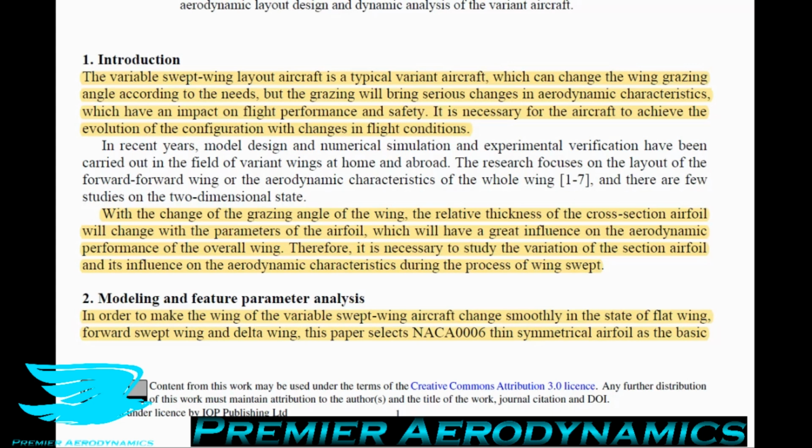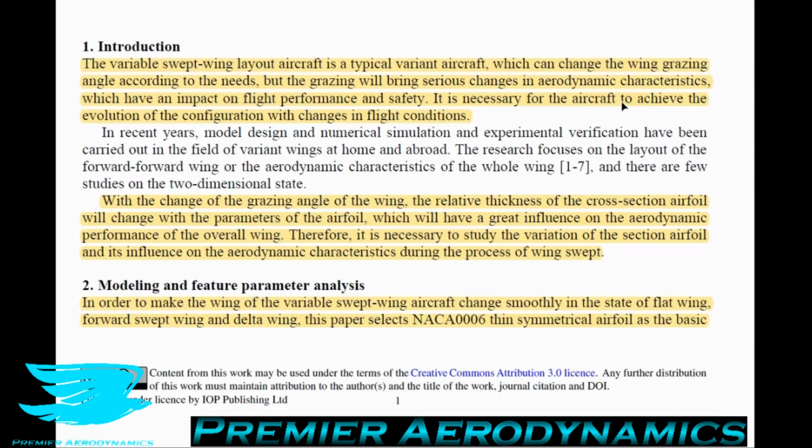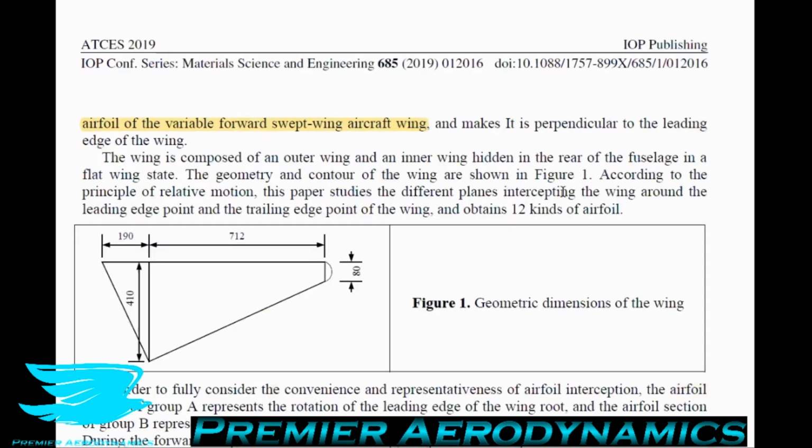So it's necessary to look into how this affects aircraft performance. In this paper, they say in order to make the wing of the variable swept wing aircraft change smoothly in a state of a flat wing, forward swept wing, or delta wing, this paper selects a NACA 0006 thin symmetrical airfoil as the basic airfoil of the variable forward swept aircraft.